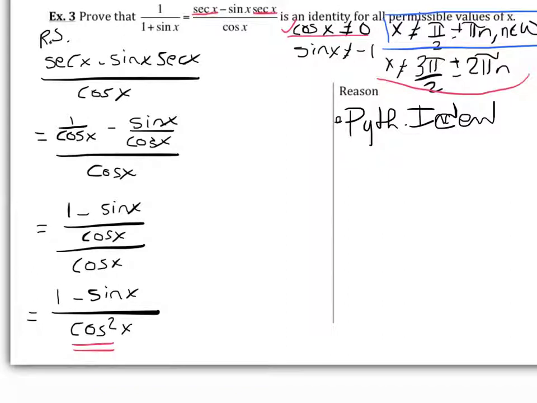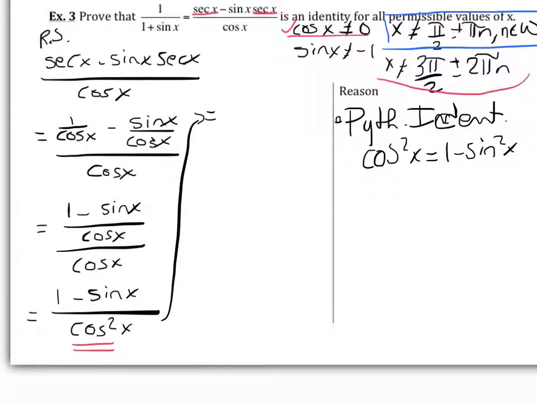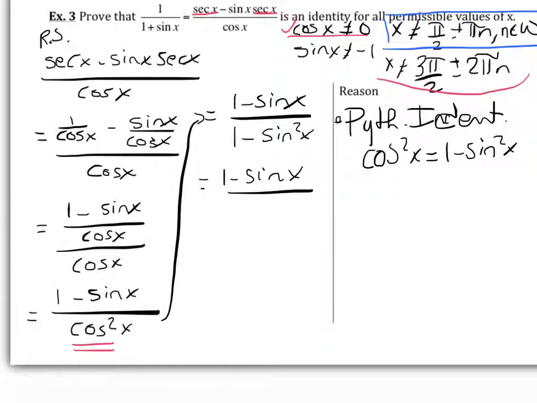And it tells me that I can substitute cos squared x for 1 minus sine squared x. So let's do that. Let's come up here and change that to 1 minus sine x over 1 minus sine squared x. When I see this, oh my gosh, what should I do? Well, the first thing that comes to my mind is factoring. 1 minus sine squared x is a difference of squares. So let's do that: 1 minus sine x times 1 plus sine x.